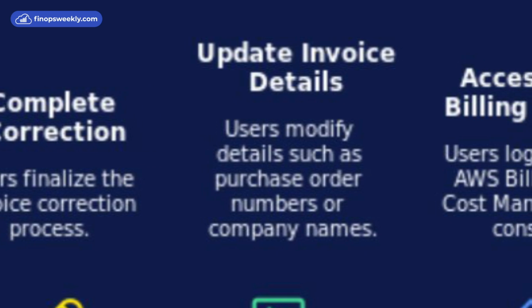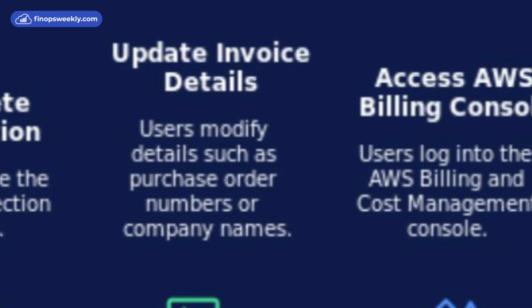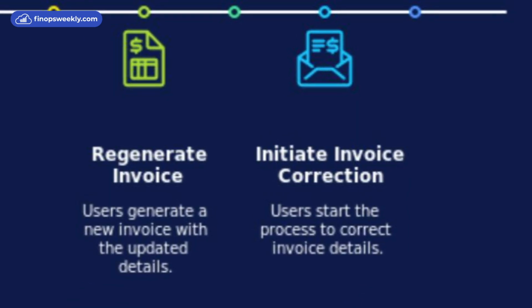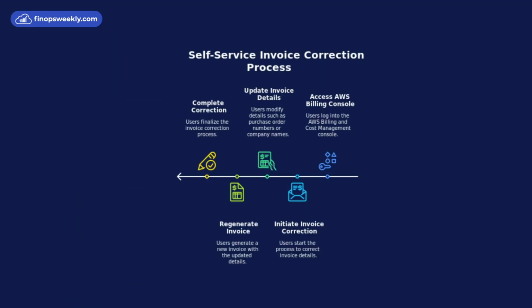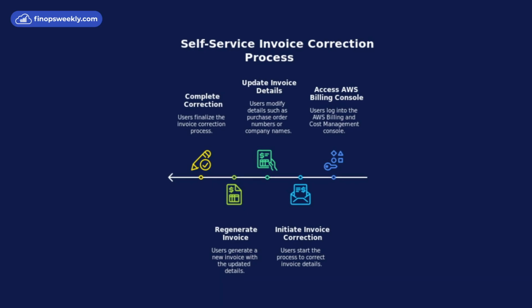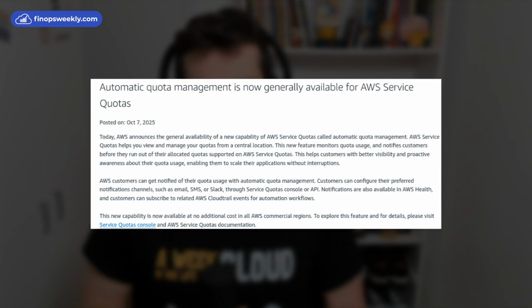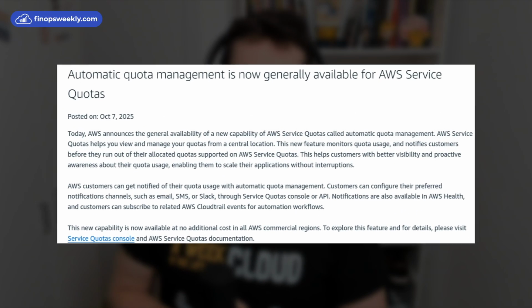So this will make it easier for you to fix it. I hope you don't have to do it a lot and you can regenerate the invoice. So this reduces the administrative work, and this feature is generally available in all AWS regions except for Government Cloud and China regions. Continuing on with more quota adjustments, AWS has rolled out automatic quota management for service quotas.